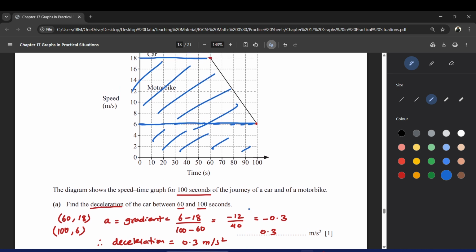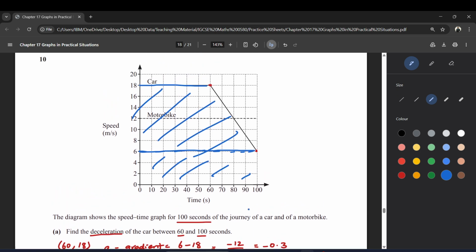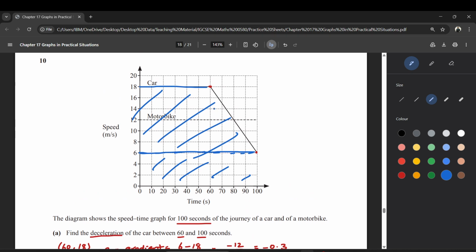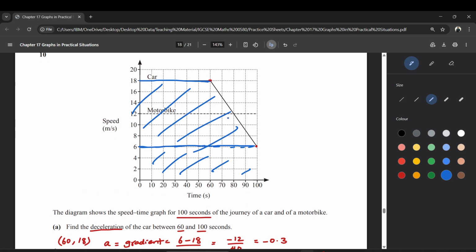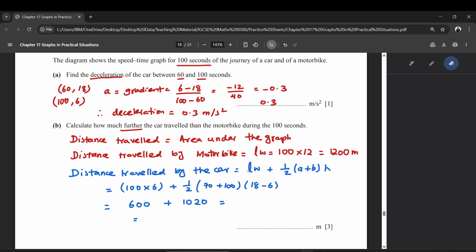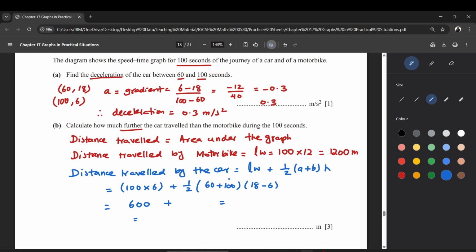Sorry, this one is 60. Okay, this length is 60. Let me quickly fix that. So this should be 60 plus 100, that would be 160. So that we have 80 multiplied by 12. So this is 960. And when I add them, that gives us 1560 meters.